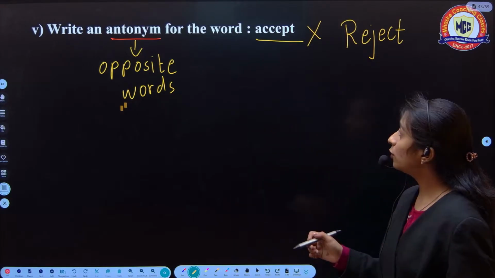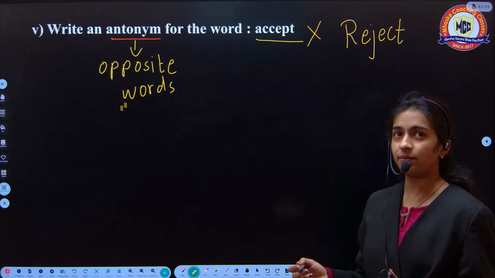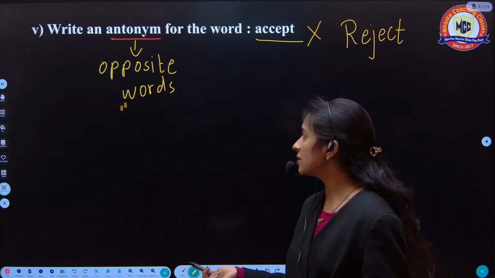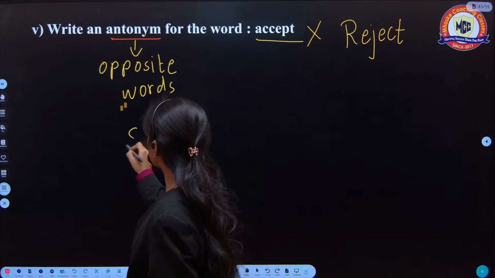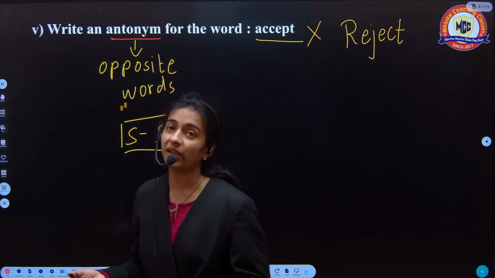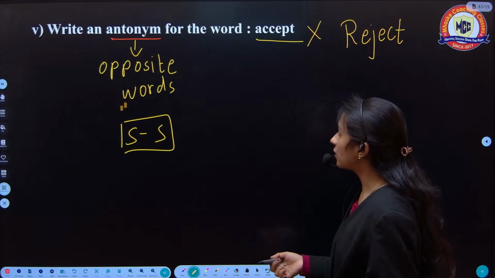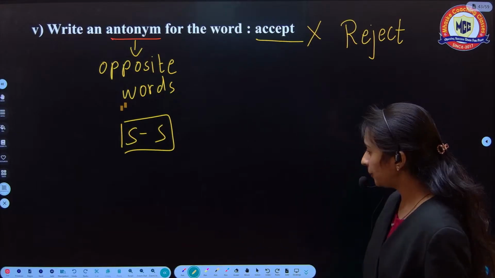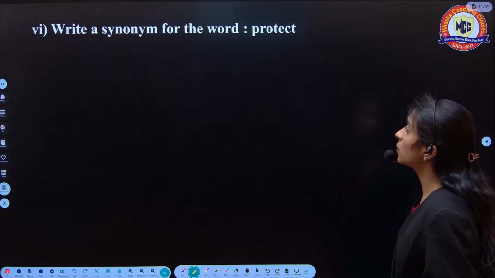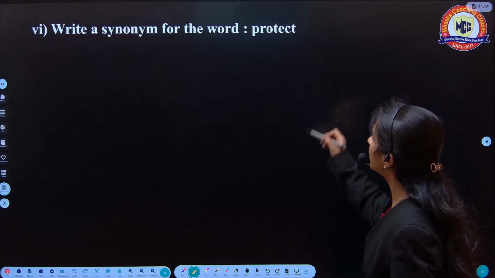So be careful regarding antonyms and synonyms. Antonyms means opposite word, synonyms means similar word. Just don't forget this, and then you'll automatically remember. Okay, let's move ahead. Next question is: write a synonym for the word protect.